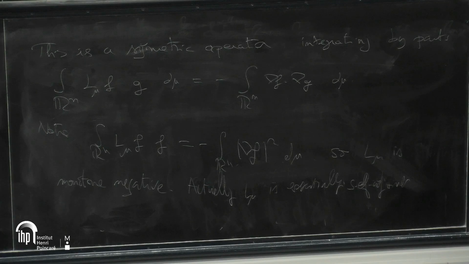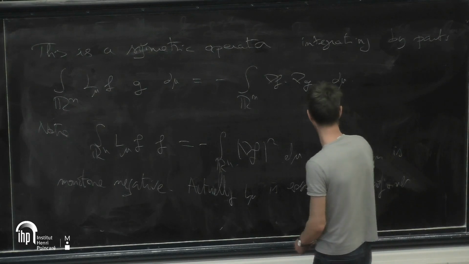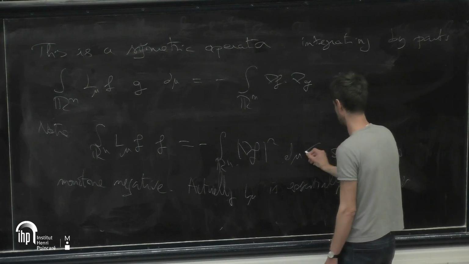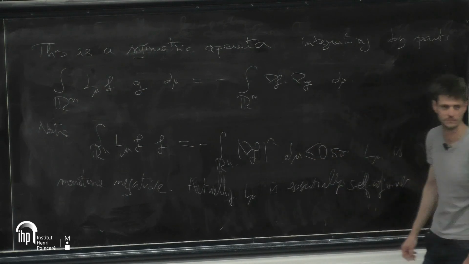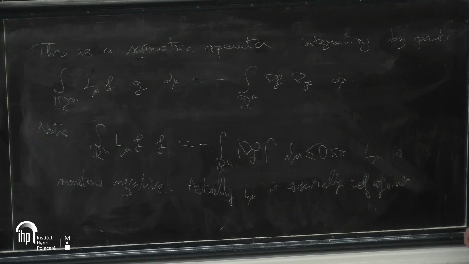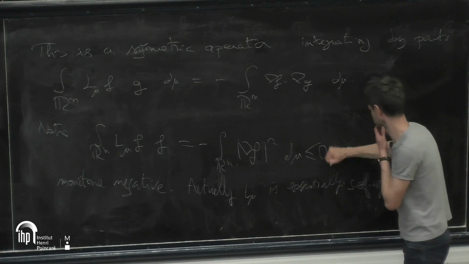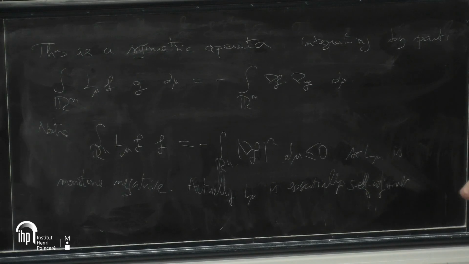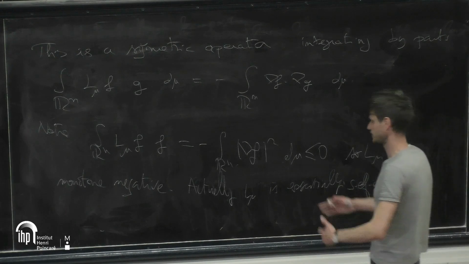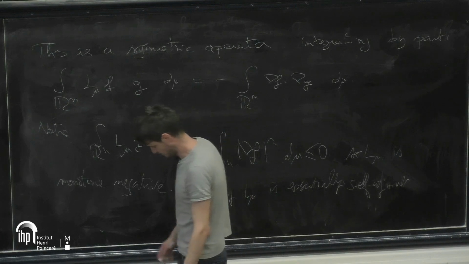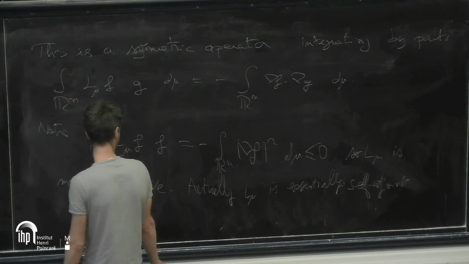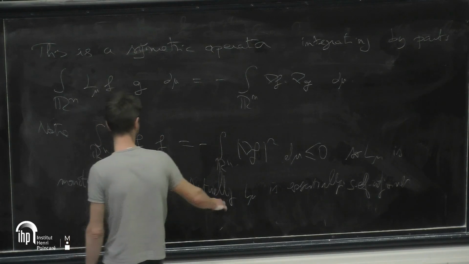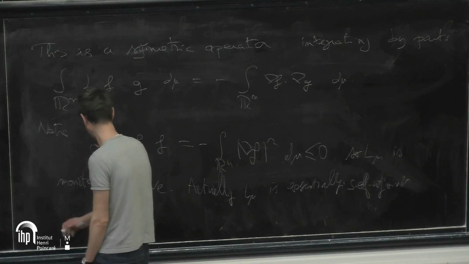Yes? What do you call monotone? Monotone is the fact that, yeah, sorry. It's essentially self-adjoint in the sense that the minimal extension of L_mu is self-adjoint. And so I still call L_mu this self-adjoint extension.